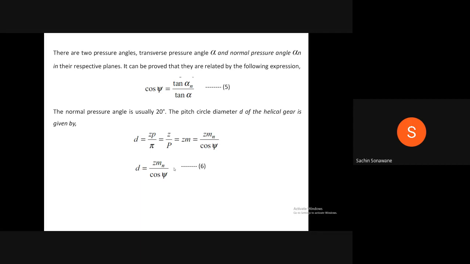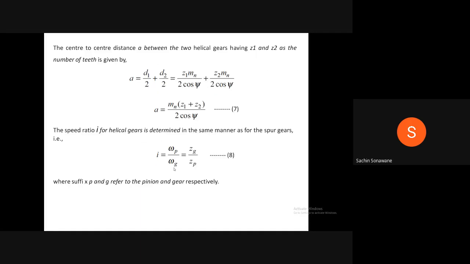Okay, I think you have written it. The center to center distance, small a, between the two helical gears having z1 and z2 as the number of teeth, is given by small a is equal to d1 divided by 2 plus d2 divided by 2, which is equal to z1 mn divided by 2 cos psi plus z2 mn divided by 2 cos psi. We take mn common, the denominator remains the same, therefore a is equal to mn into bracket z1 plus z2 divided by 2 cos psi. Equation 7.